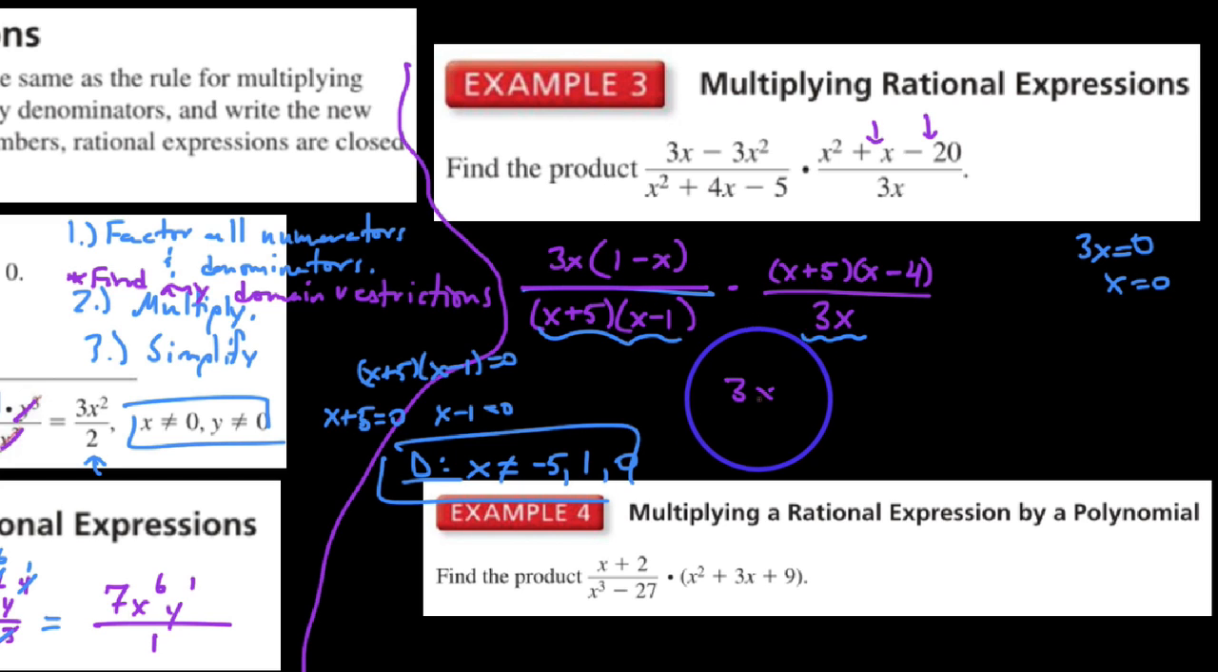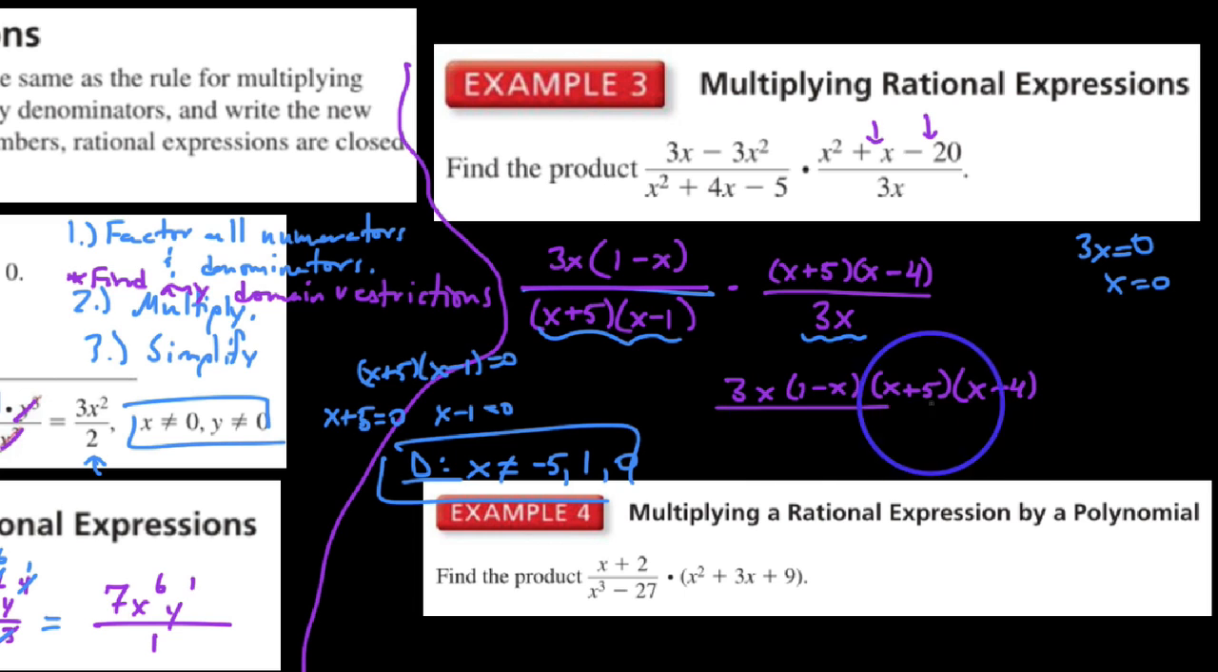So on top we get 3x times 1 minus x times x plus 5 times x minus 4, and this is all over x plus 5, x minus 1, times 3 times x. So in terms of common factors, I hope that you've spotted this one that cancels out directly. But also one thing I want to point out here is that these factors would cancel out if I could get my x minus 1 to switch orders up here.